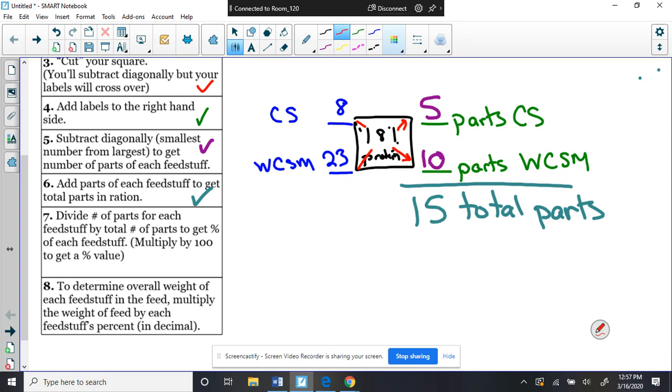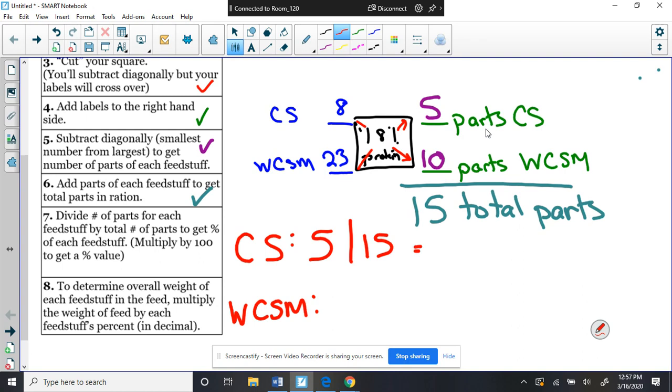So I'm going to move this information over here. I have my corn silage and I have my whole cottonseed meal. For corn silage, I have listed that I have 5 parts. So I have 5 parts of this ingredient out of 15 parts total. If I divide those, I've got my handy dandy cellular device. That was a great time for using that.